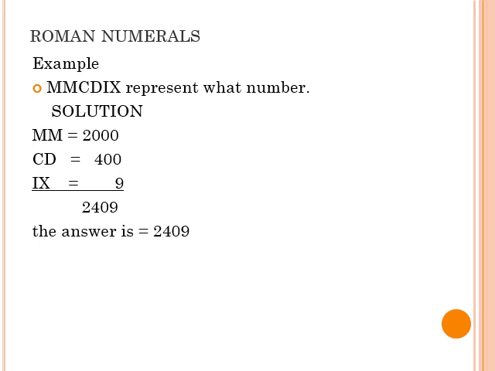MMCDIX represents what number? You should convert this from Roman numerals to our normal numerals, which is Arabic numerals. MM stands for 2000, CD stands for 400, and IX stands for 9. When you add it all together, that is 2409. That is the answer.